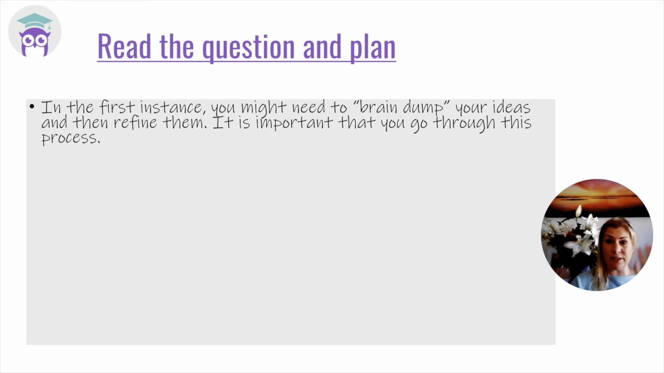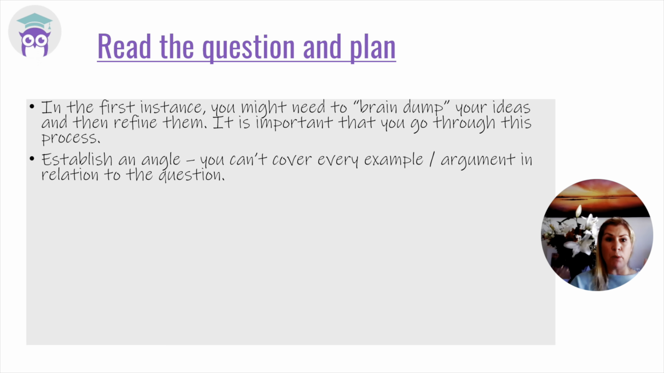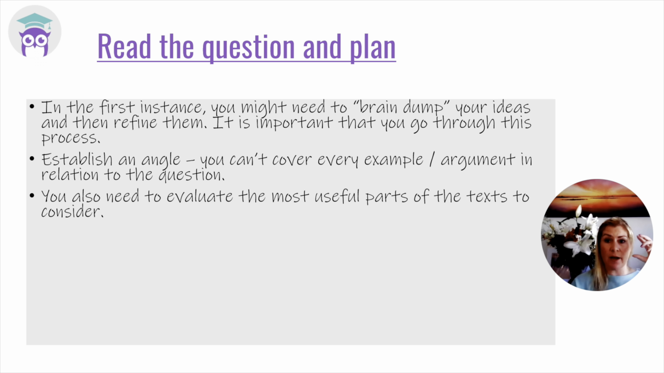But if it's something that you haven't really thought of before, brain dump your ideas and then refine them. And this is the most important thing, that you establish an angle, because no matter which theme it is you're doing, whether it's encounters or individual and society, whatever it might be, the questions are so big, there is no way that you can cover everything. So establish an argument and then start coming up with the ideas that essentially answer or develop that argument, that line of thought. So you're going to need to evaluate the most useful parts of the text to consider.